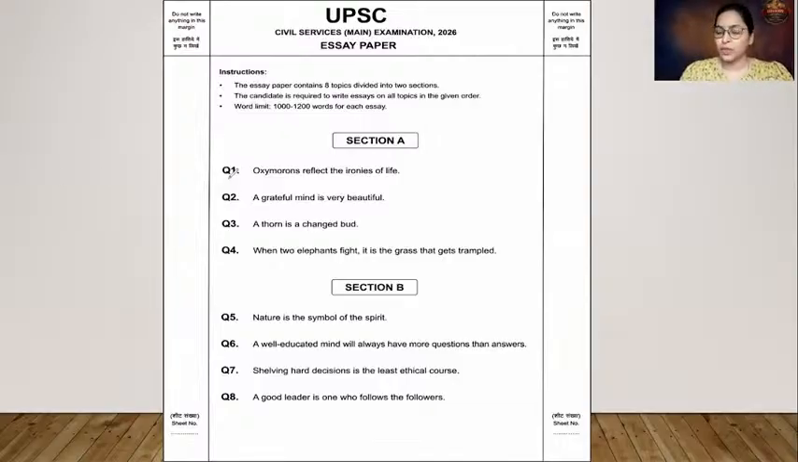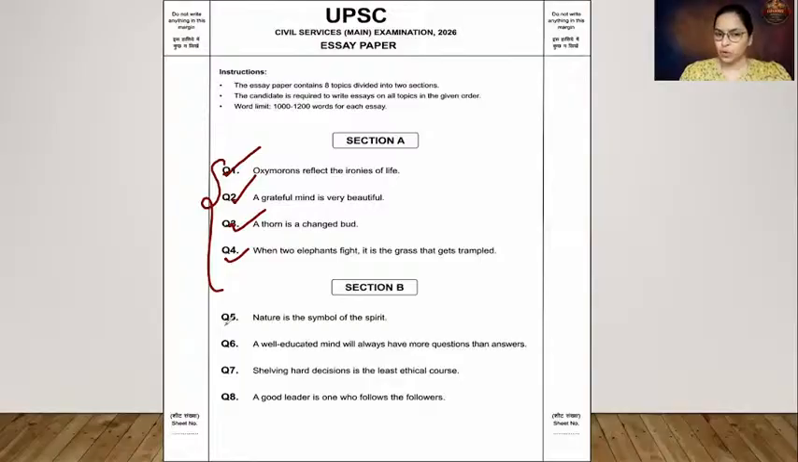The first topic is, oxymorons reflect the ironies of life. The second topic is, a grateful mind is very beautiful. The third topic is, a thorn is a changed bird. The fourth topic, when two elephants fight, it is the grass that gets trampled. So this is Section A. Now look at Section B.